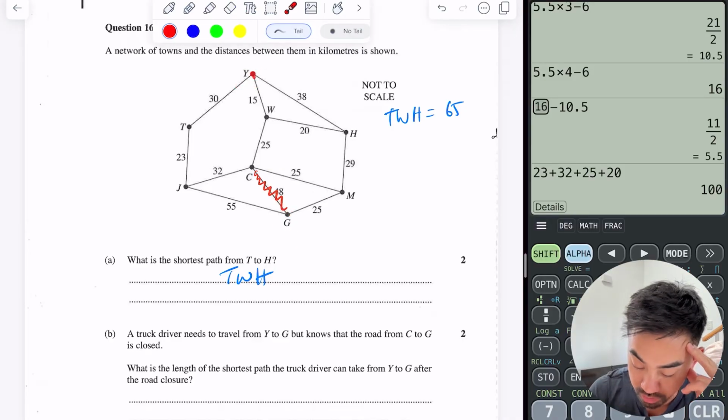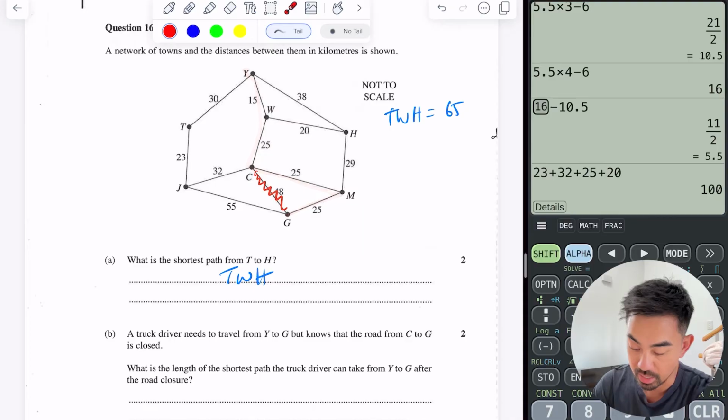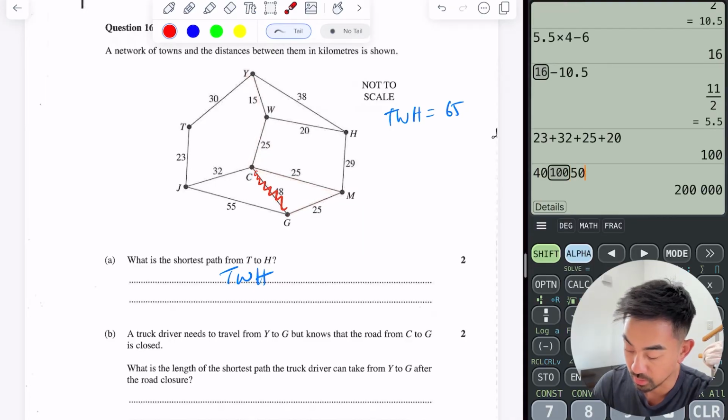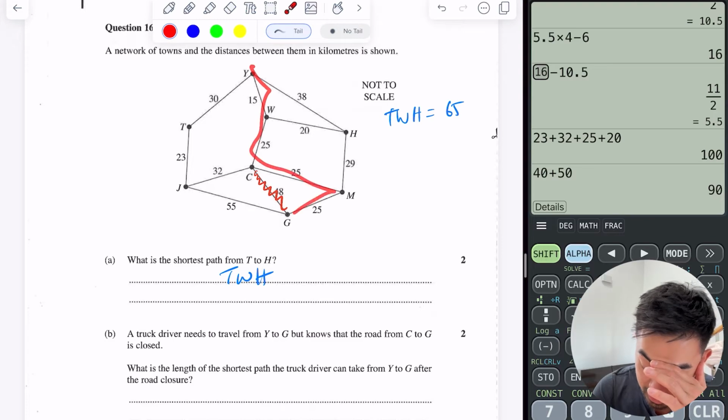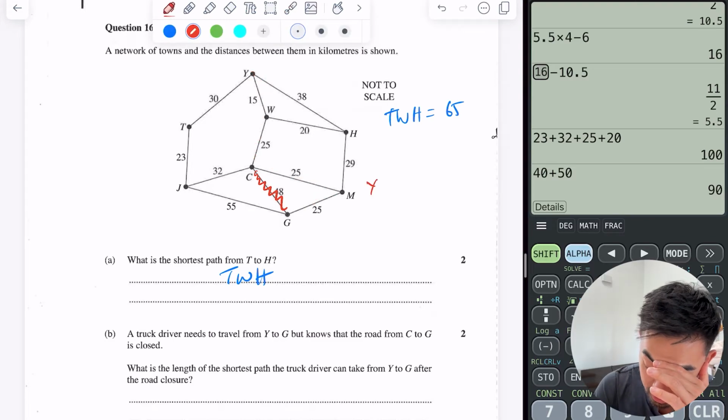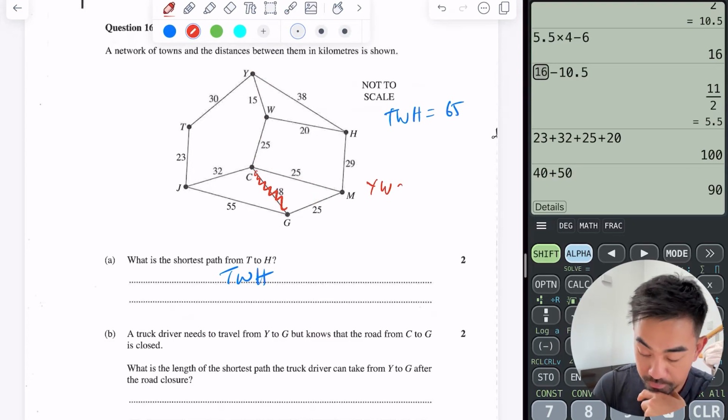So once again, I've got this. That's 35. This is 40. So I could do this, right? That's 40 plus 25 plus 25. What's that? So 40 plus 50. It says 90 there. So what's that? Y, W, C, M, G. That's 90.